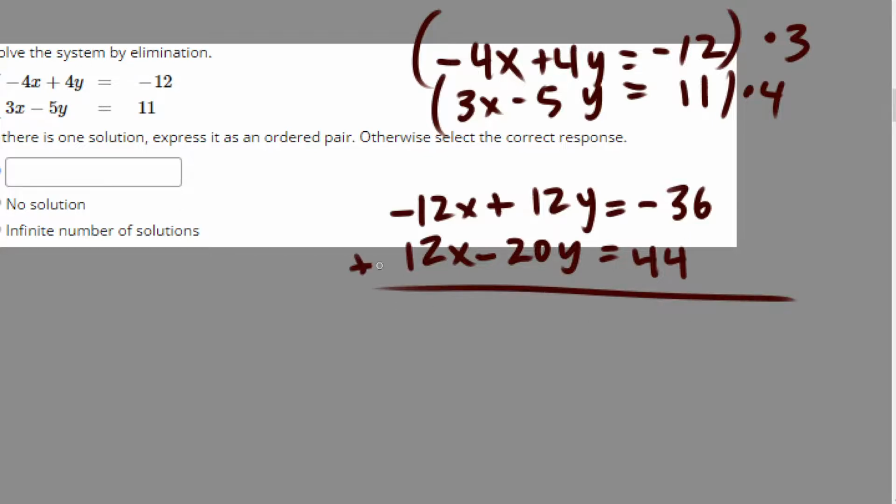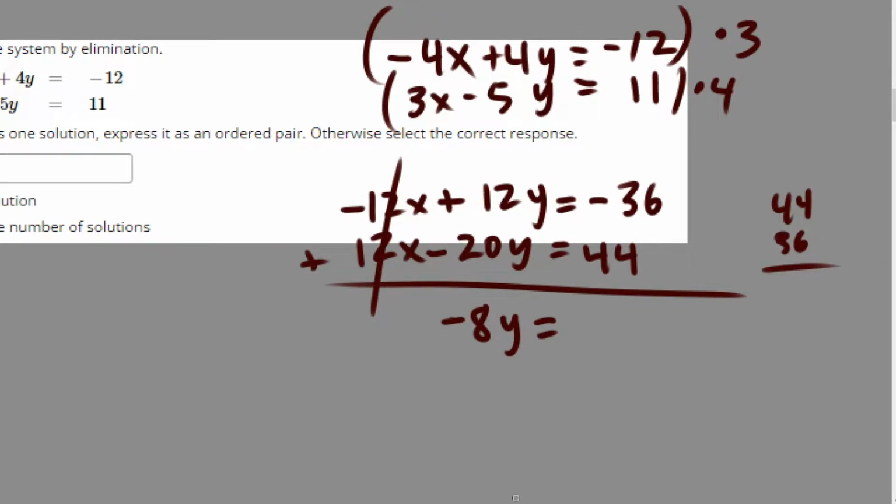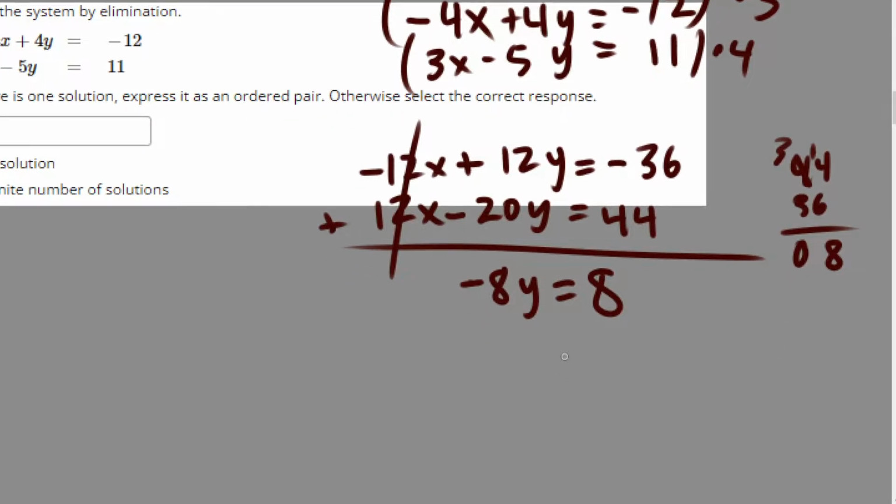Now we can add these two together. That gets rid of our x's. That gives us negative 8y equals, and then 44 minus 36 is going to give me positive 8. Negative 8 divided by 8 is going to give me negative 1. So y equals negative 1.